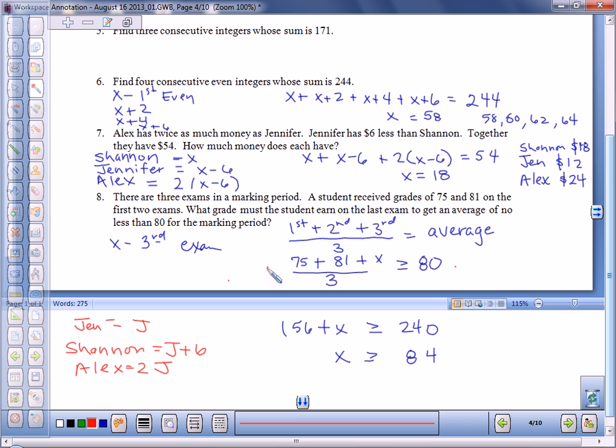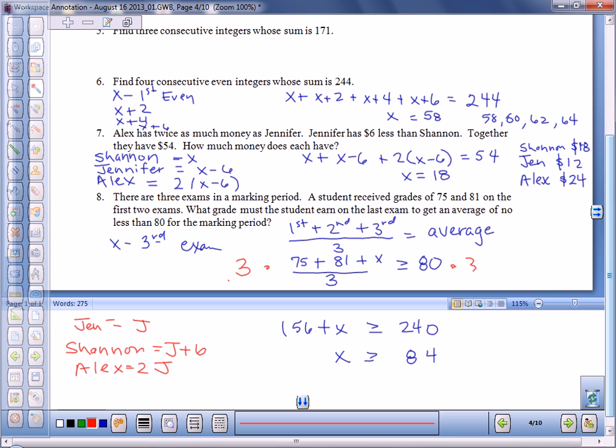So we multiply both sides by 3, combine like terms, subtract 156, and we get that the student needs to make at least an 84. Now, if this were not on a "Can I write an equation or inequality to represent the situation," I would not have done it that way.